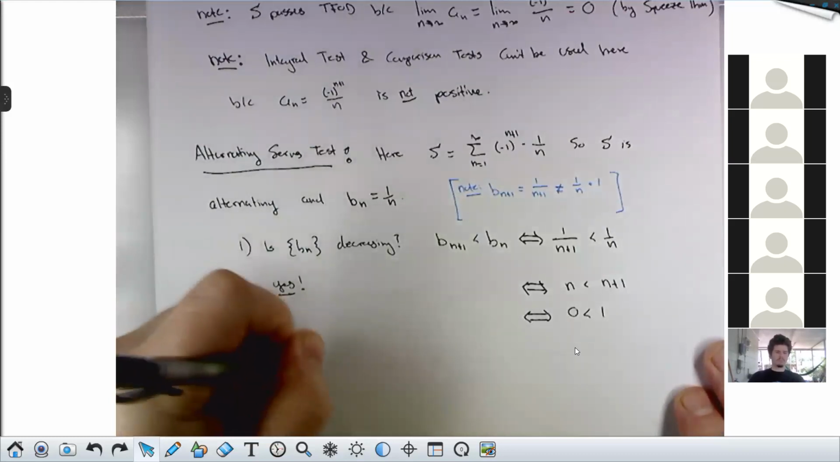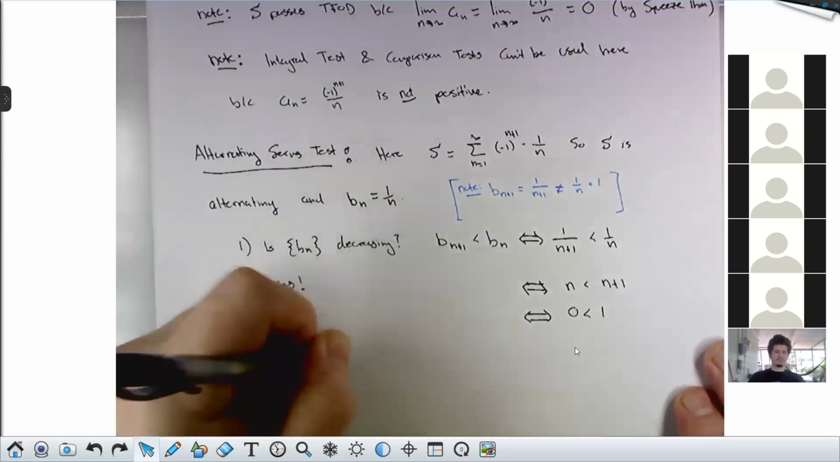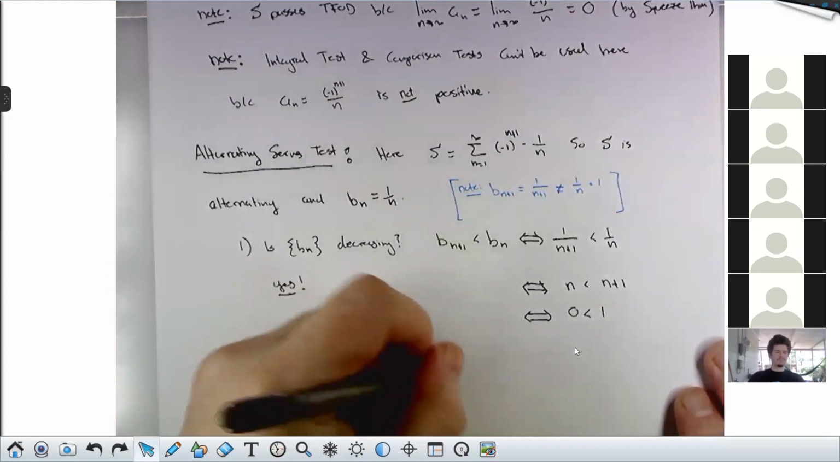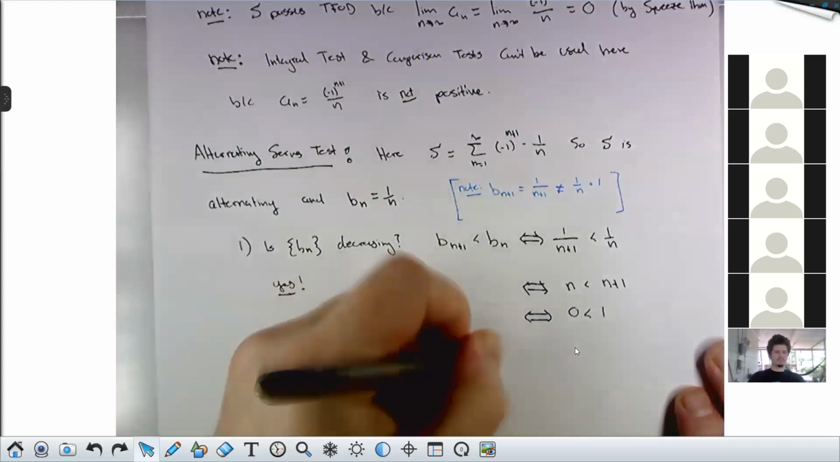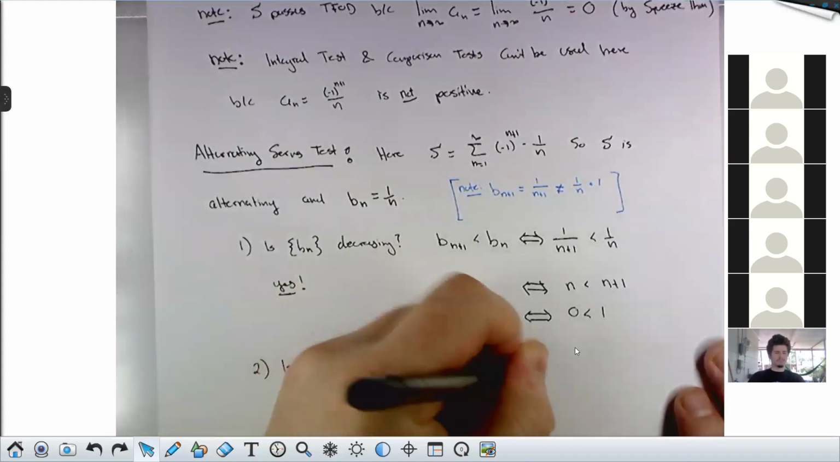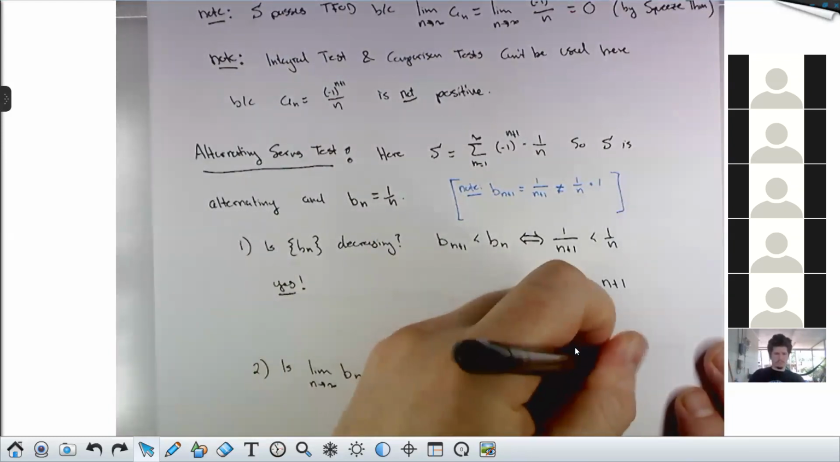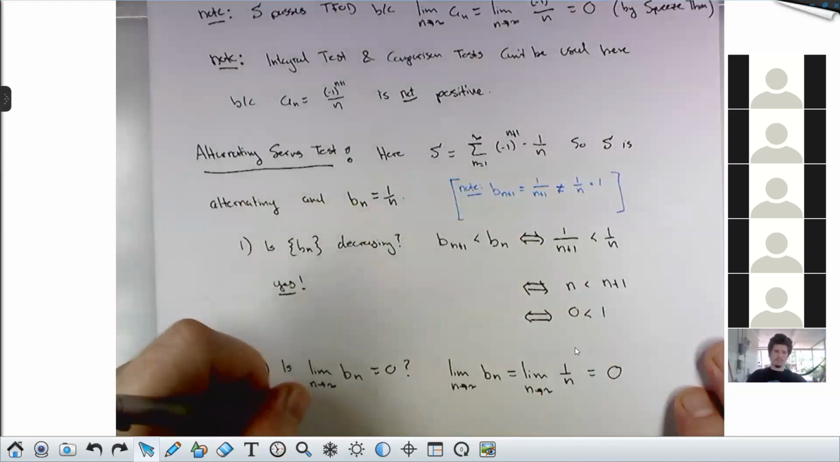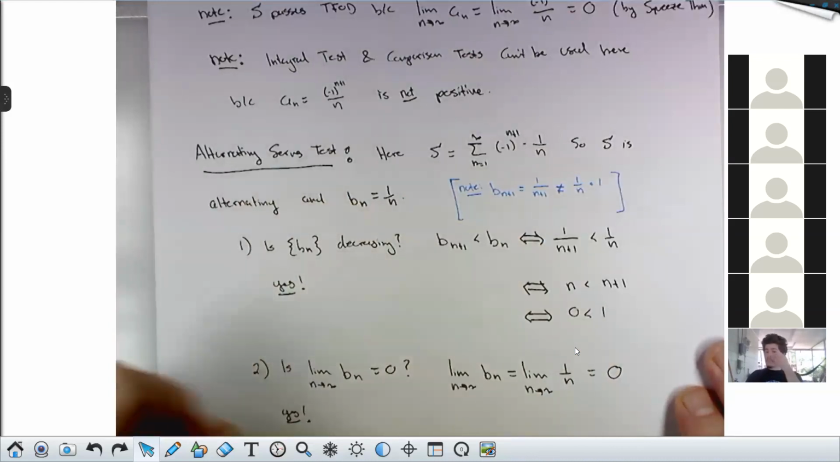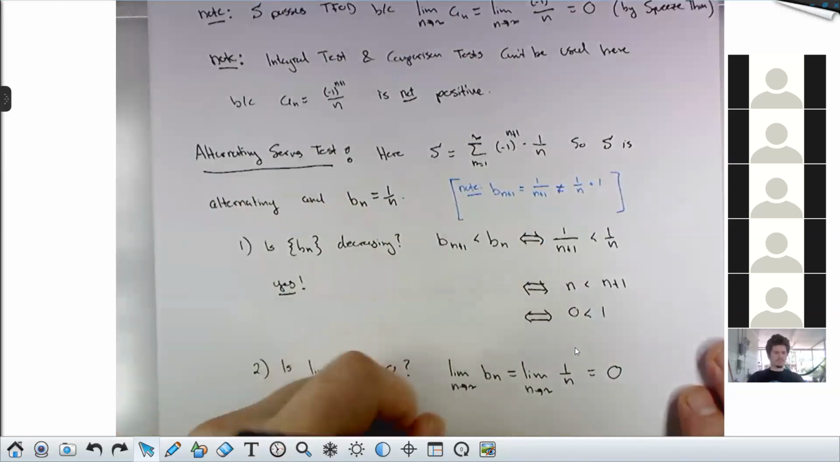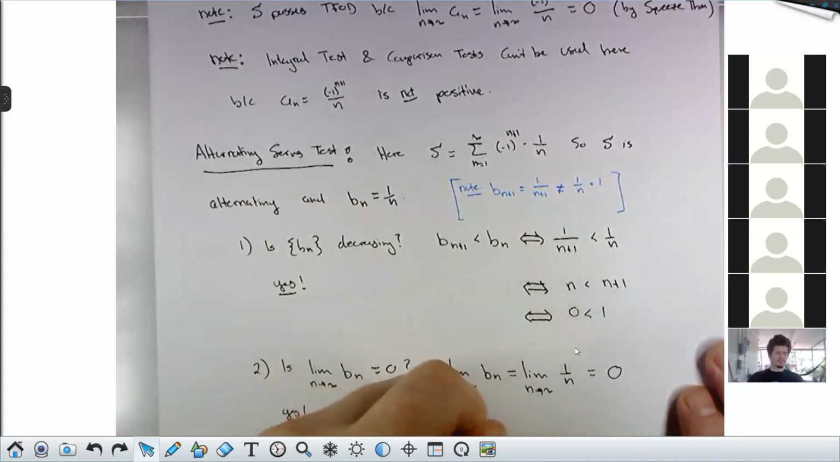The second condition is the limit as n goes to infinity of bn equal to 0. Well, the limit as n goes to infinity of the bn's here is the limit as n goes to infinity of 1 over n, and that is 0. Therefore, by the alternating series test, S converges.